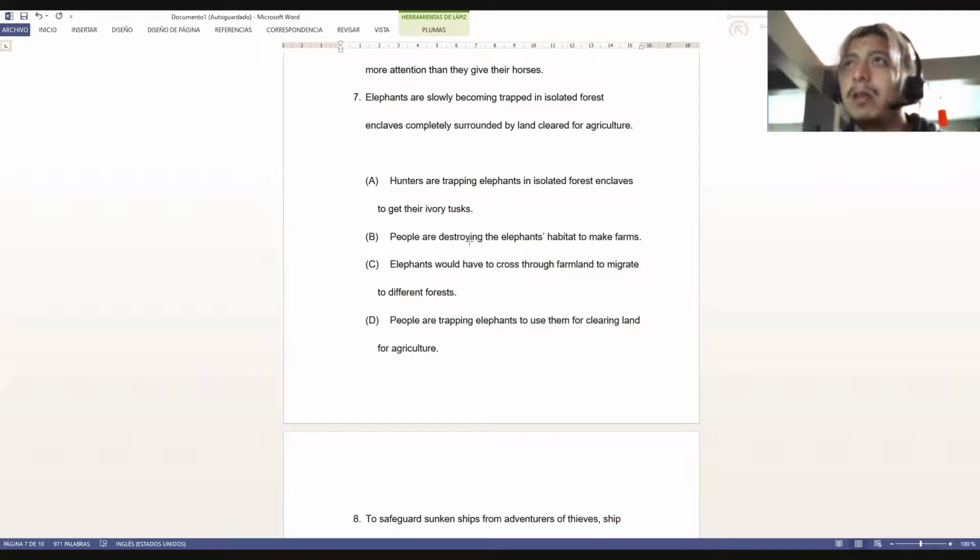Okay. So elephants. This is the subject. I'm not really sure if you notice this, but they are slowly becoming, this is like the auxiliary are, the verb to be, and this is an adverb, so it doesn't really change anything. This is the passive voice. They are becoming trapped. This is in the past participle. Elephants are slowly becoming trapped.